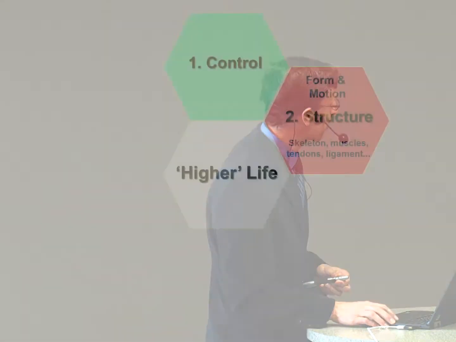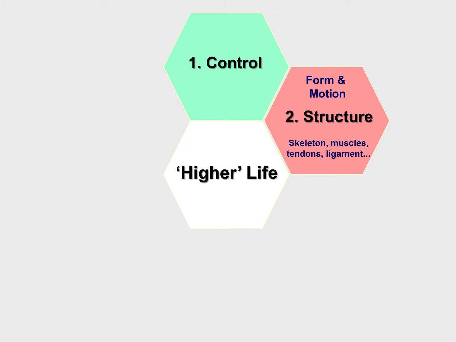Now, the second thing that we're going to be looking at now is that information exists independently from matter and energy, but needs to be expressed in a structure. It needs a medium for that expression. So what is the structure of life through which the control is being exercised?